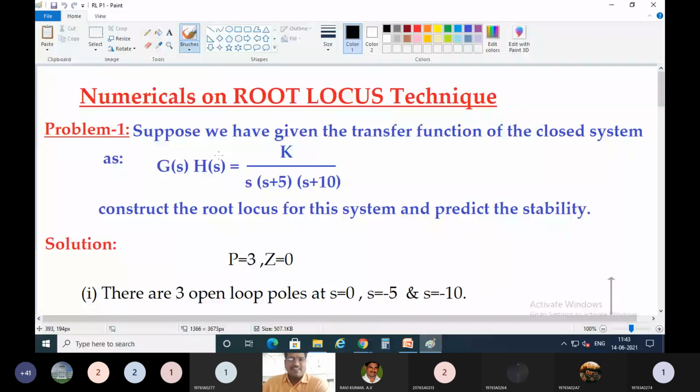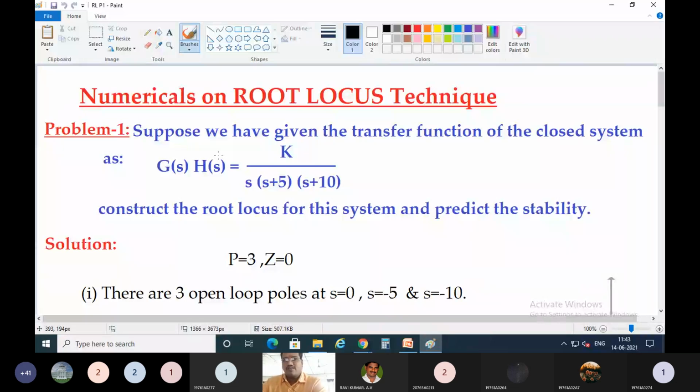So what is the flexibility which we have in the root locus? By varying the system parameter k from 0 to infinity, we are going to adjust the roots of the characteristic equation to get the desired system performance. That is the flexibility that we have in the root locus technique, by tuning the parameter k.